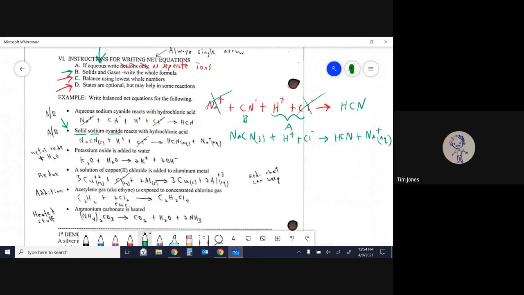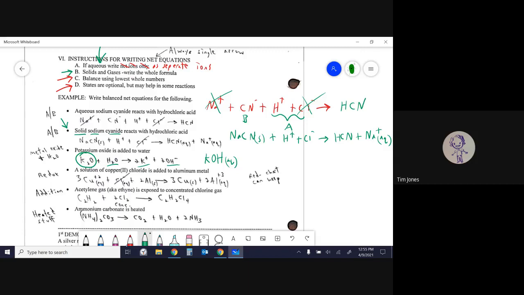All right, potassium oxide, K2O, added to water. Well, this is a metal oxide, and if you go back up in the notes, metal oxide and water forms a hydroxide. Now, potassium hydroxide looks like this, as separate ions. So it's best to show it separate, as opposed to that. Although that's not really wrong, what I just did in green, it's just not as clear.